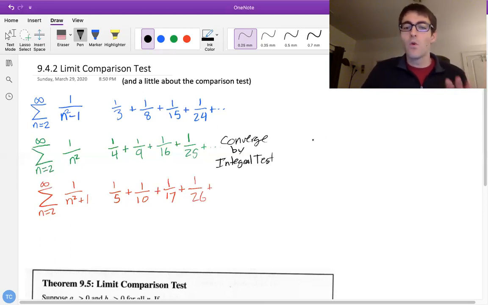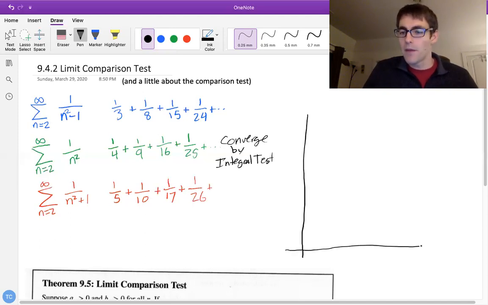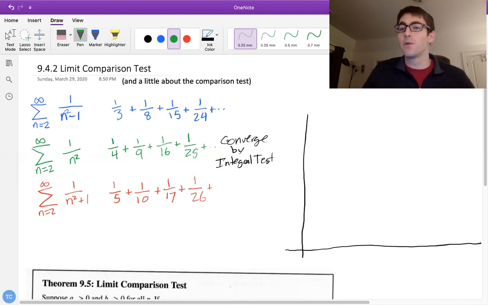Right. So the way I want to think about this is I want to plot what these numbers look like. I want to get some graphical picture of what this series is doing. So I want to start off by plotting just the green individual values, so thinking of this as a sequence. So I'm going to be plotting 1/4, 1/9, 1/16, 1/25. Okay, so we have all these numbers.